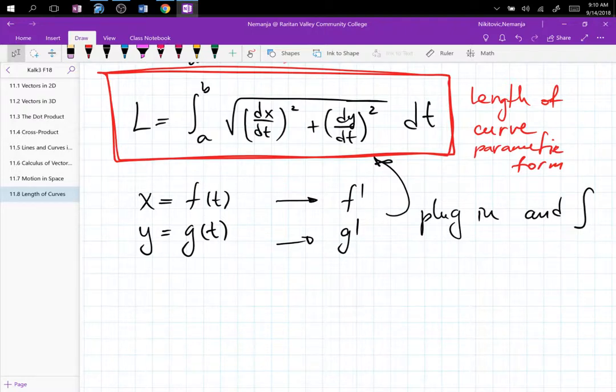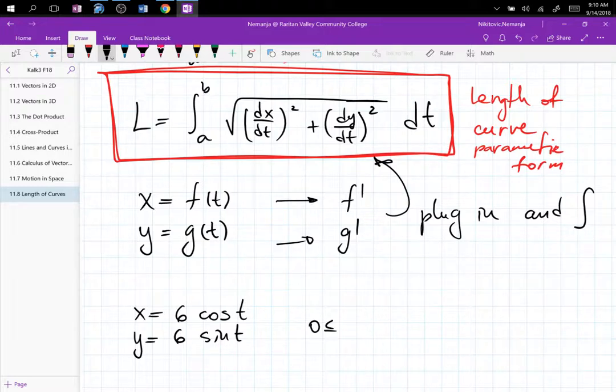So to calculate length of curve, parametric form, how about we calculate the circumference of a circle, right? That should be civil enough. Circle is given as, let's say, radius 6. So x = 6 cosine t and y = 6 sine t, on 0 to 2 pi for the full circle.